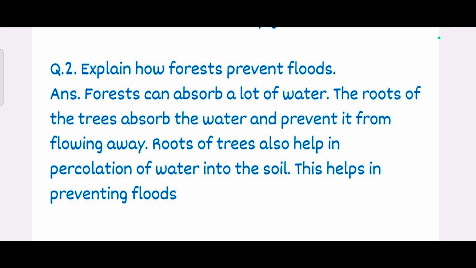Roots of trees also help in percolation of water into the soil. This helps in preventing floods.